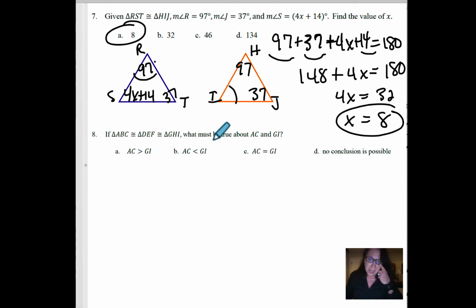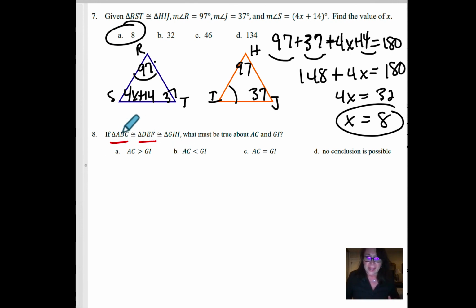For this problem here, we have three different triangles. And you actually don't need to draw this out because it says that triangle ABC is congruent to DEF. What that means is every part of ABC is going to be congruent to DEF. So that means A is going to correspond to D, B is going to correspond to E, and so on. Then it says those triangles are congruent to GHI, which then everything there corresponds.